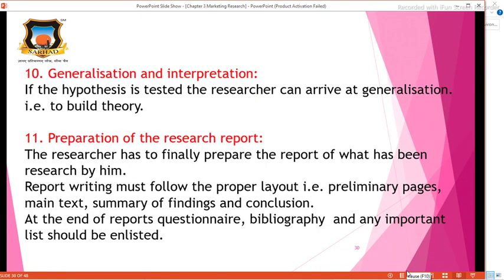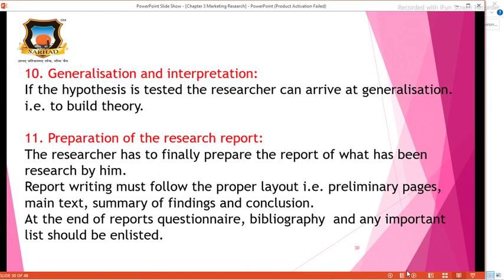The next step is generalization and interpretation. If the hypothesis is tested, the researcher can arrive at a generalization, that is, to build a theory. Here, he has to explain properly what he analyzed. So that generalization is known as interpretation.